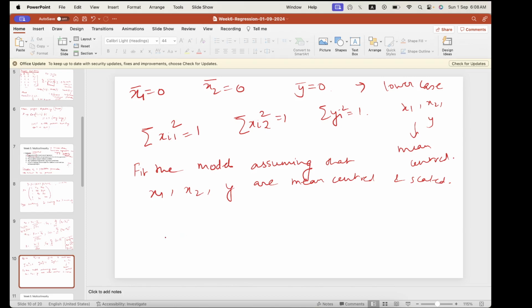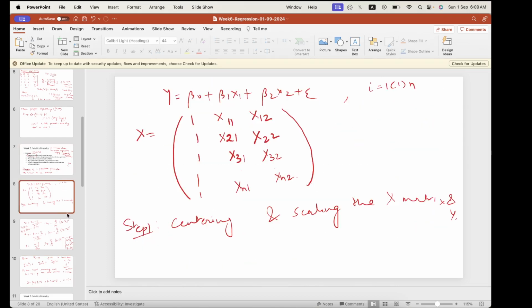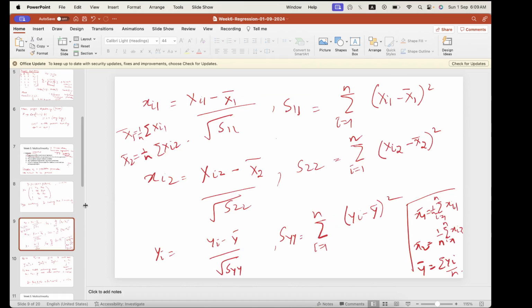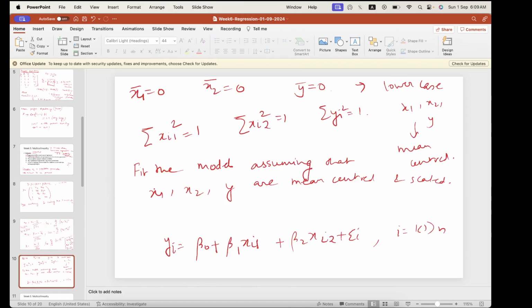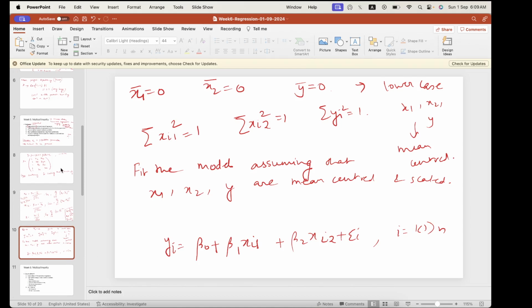Okay, so now the model becomes yi equal to beta naught plus beta 1 xi1 plus beta 2 xi2 plus epsilon i, i equal to 1 to n. Initially we were fitting a model with the capital X's. Now after doing this mean centering, we are fitting with the smaller x's. Now in this scenario, what do we have?